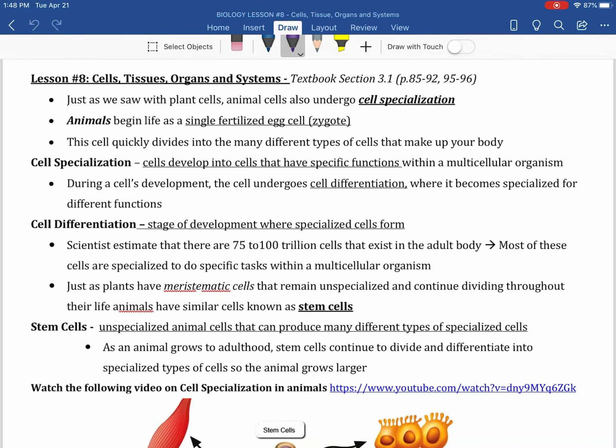Hi everyone, today we'll be talking about Lesson 8. We're going to be dealing with cells, tissues, organs, and systems. So now we're starting a new chapter, Chapter 3, and this is going to be a lot of the systems that you're familiar with from elementary school. Okay, so we'll start off small and work our way up.